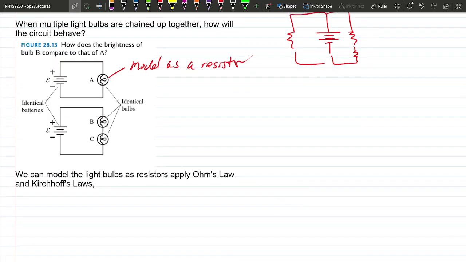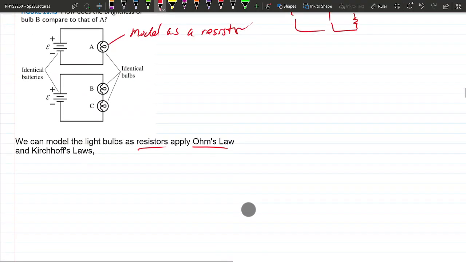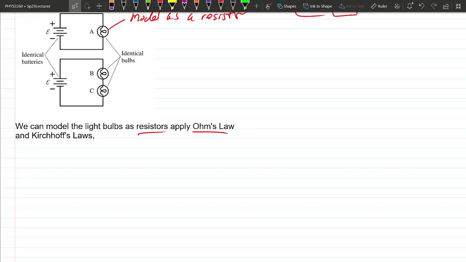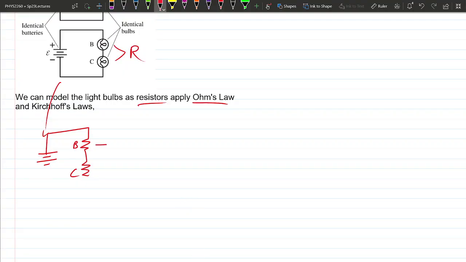So we can model these light bulbs as resistors and apply Ohm's law and Kirchhoff's law to figure out what will be the equivalent of these two light bulbs together. Let's say they're both identical light bulbs, so each of them has some resistance R. I'm going to change this into our model of two resistors. This is bulb B, this is bulb C, both with resistance R, and this is still some EMF.